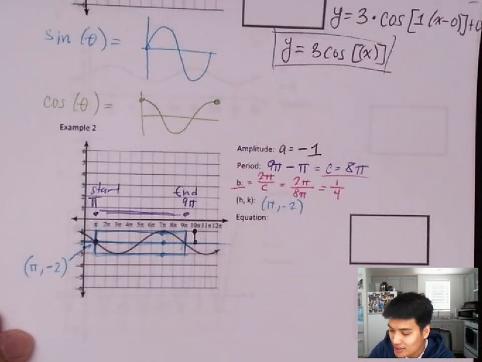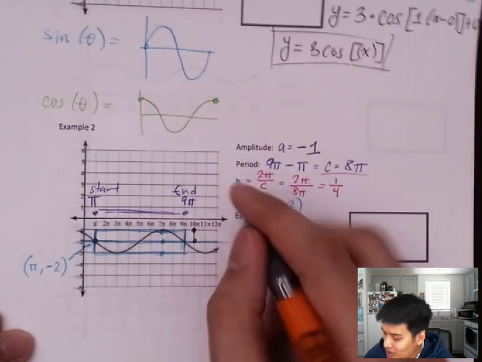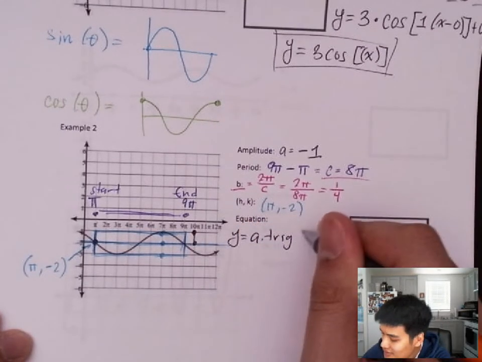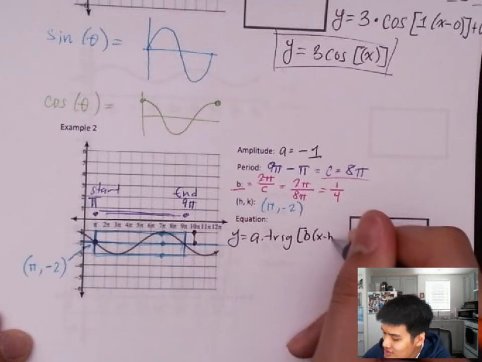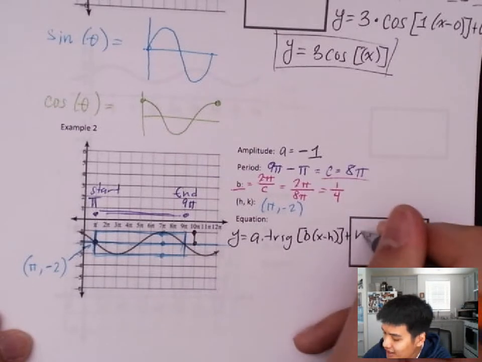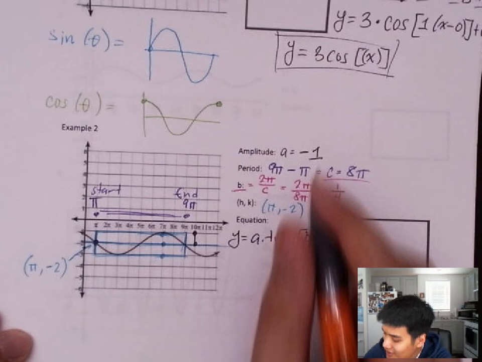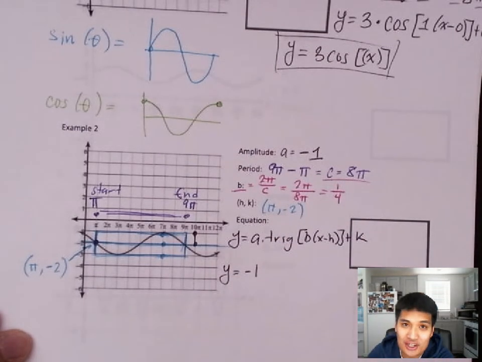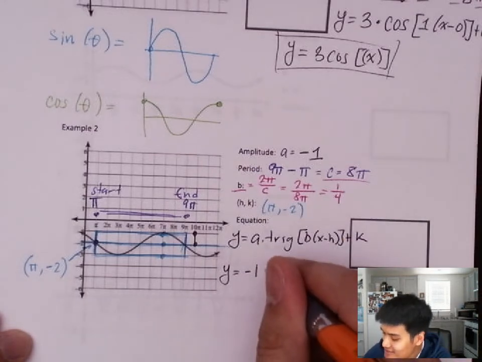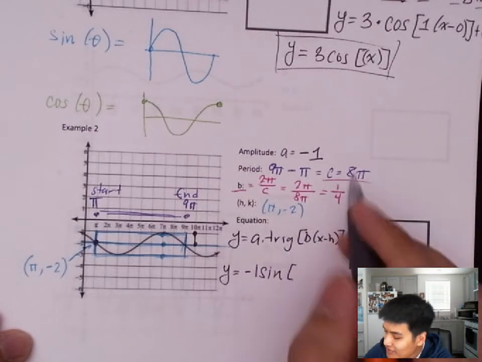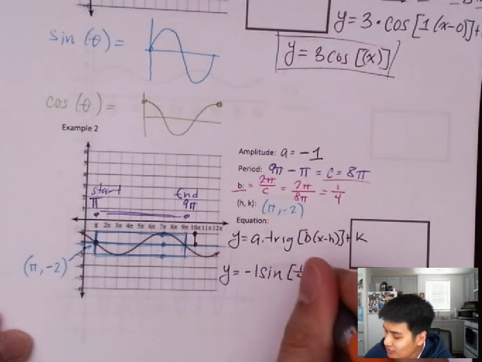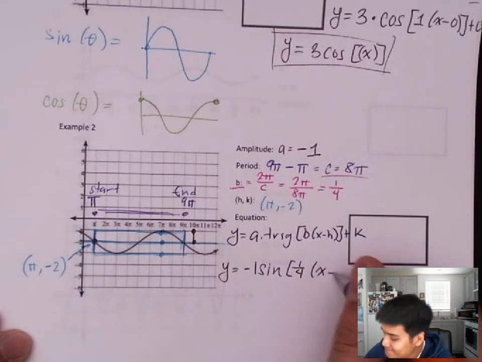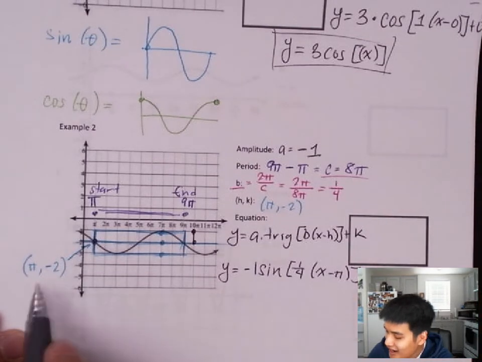Now we just need to write our final equation, which was y is equal to a times trig (bx minus h) plus k. So a, like we said, was negative 1. The trig function that we are using is sine in this case. The b value we figured out was 1/4. The h is pi. And the k is negative 2.